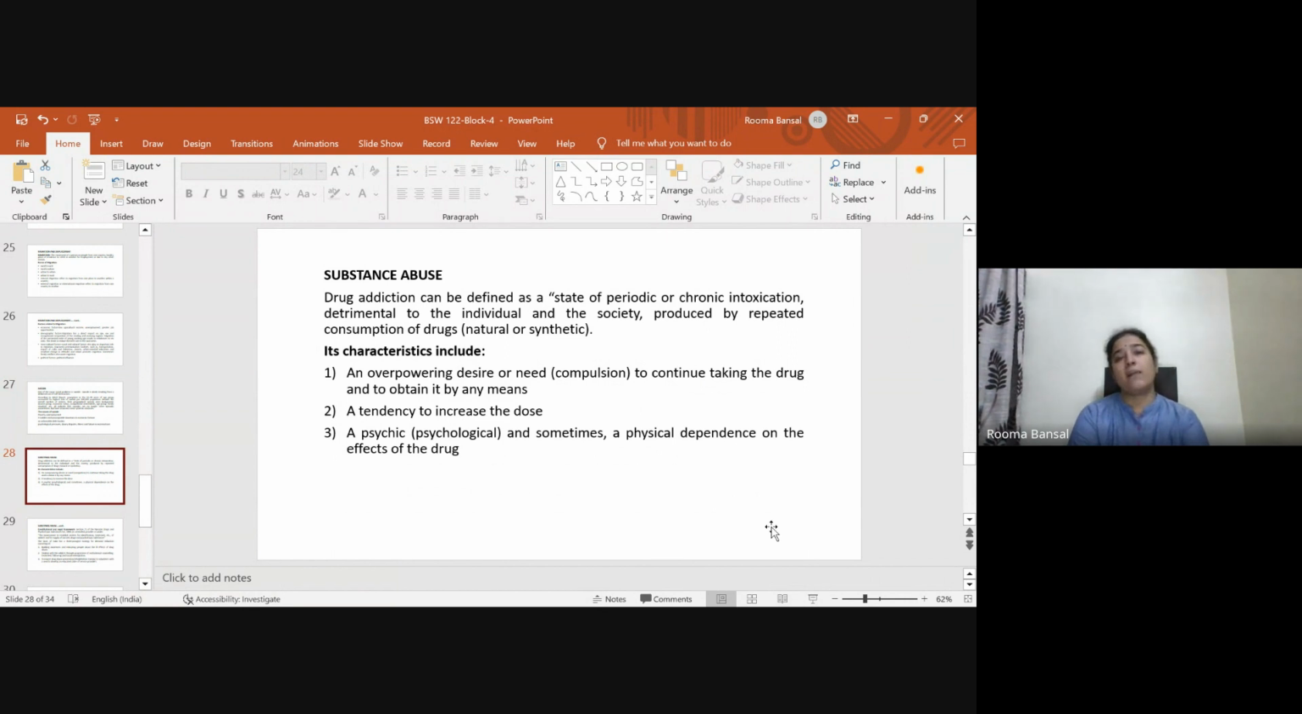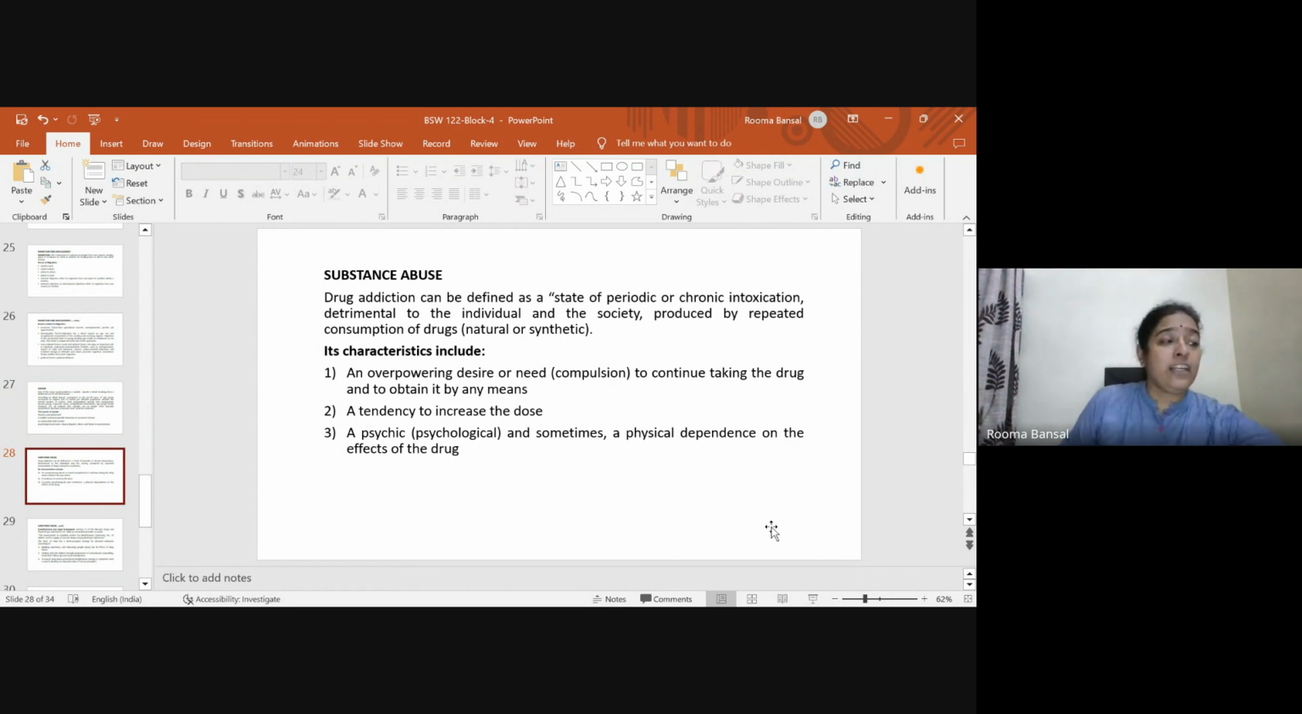Next is substance abuse. Substance abuse means drug addiction or any sort of addiction by any substance. Drug addiction can be defined as a state of periodic or chronic intoxication detrimental to the individual and the society, produced by repeated consumption of drugs, natural or synthetic.